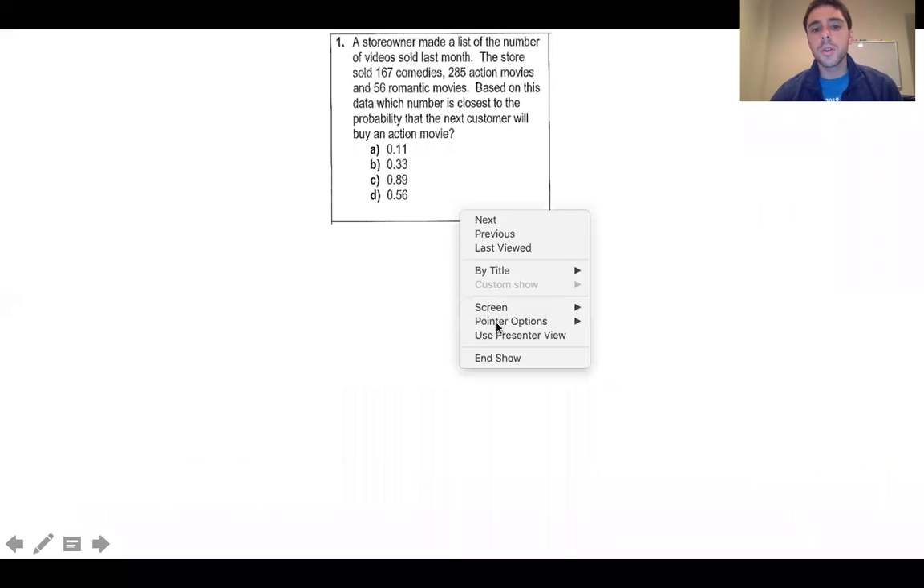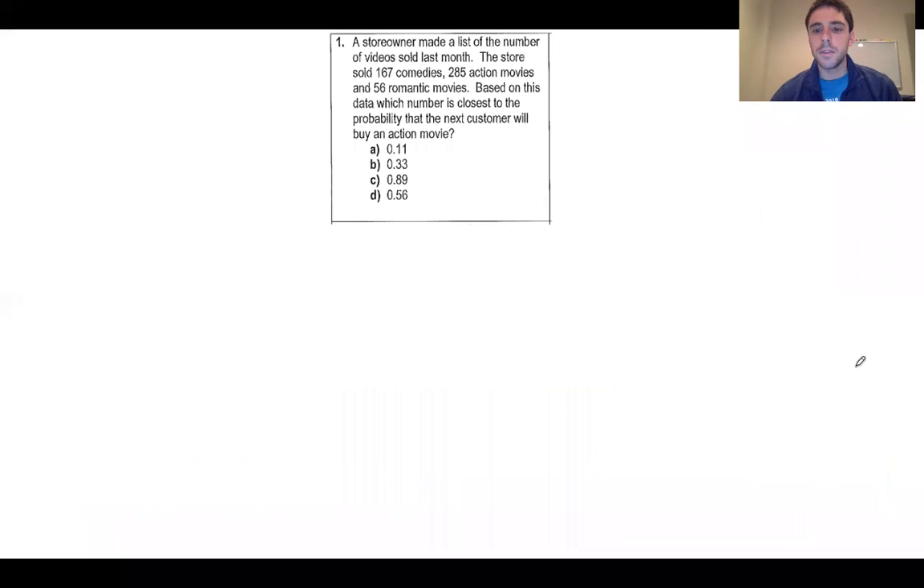So, question number 1 says the following. A store owner made a list of the number of videos sold last month. The store sold 167 comedies, 285 action movies, and 56 romantic movies. Oh, also, we are on page 5 of the math section of the packet. Based on this data, which number is closest to the probability that the next customer will buy an action movie? So we're looking for the probability of an action movie.